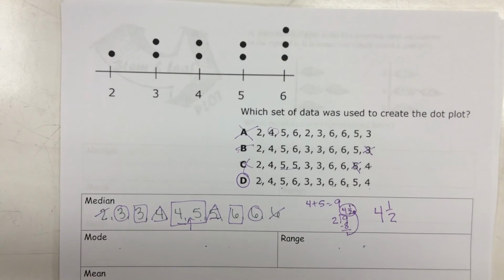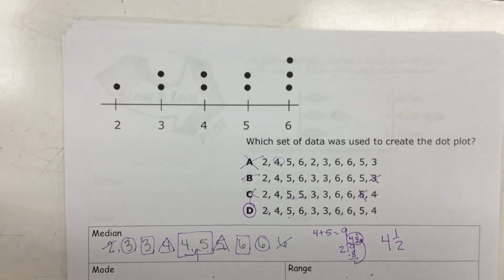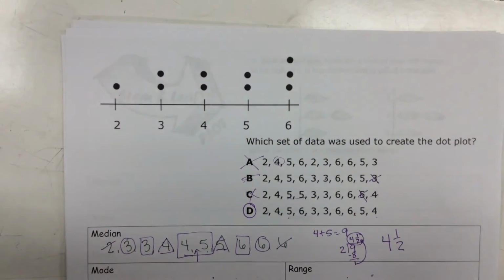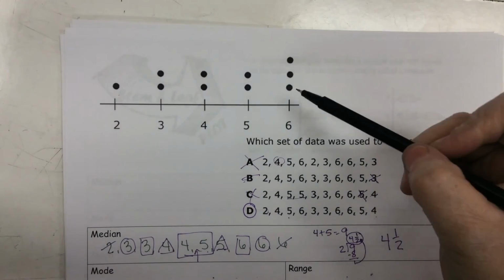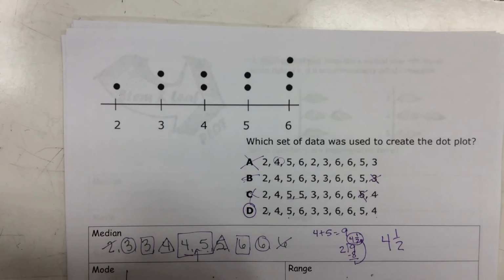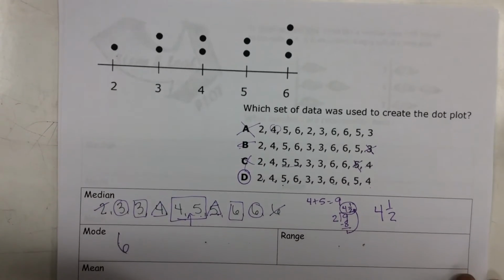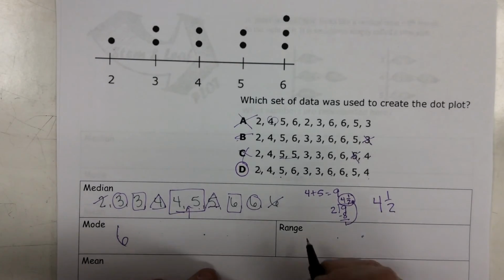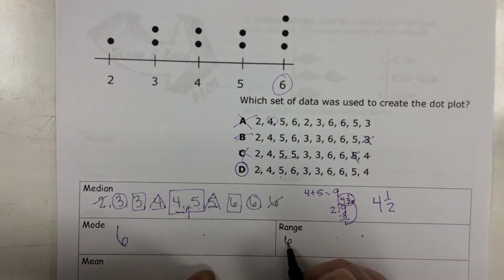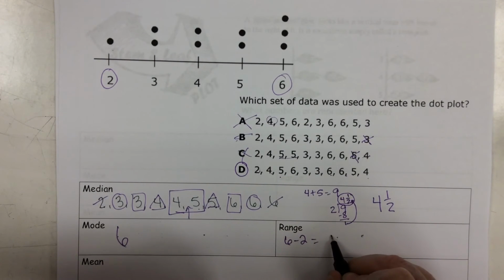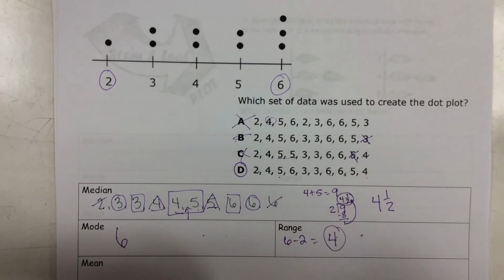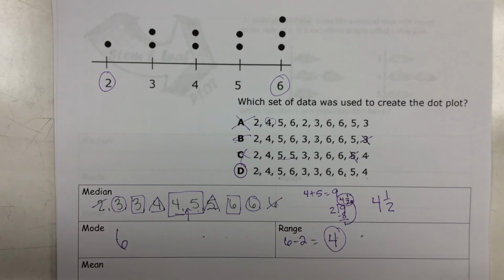Okay? My mode is the number that appears most often. So look back up here at my graph, and which number appears more than any other number? 6. Okay? Now my range is the difference between the largest and smallest. So my biggest number is a 6, and my smallest number is a 2. I just subtract them, and my range is 4. That just means my biggest number is 4 units larger than my smallest number.